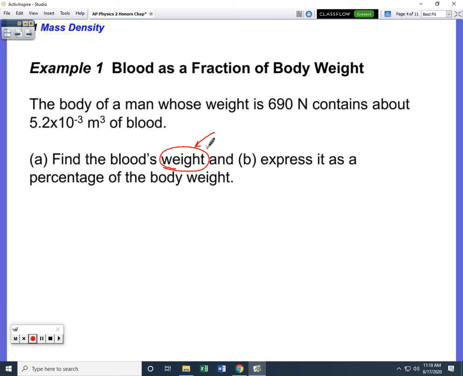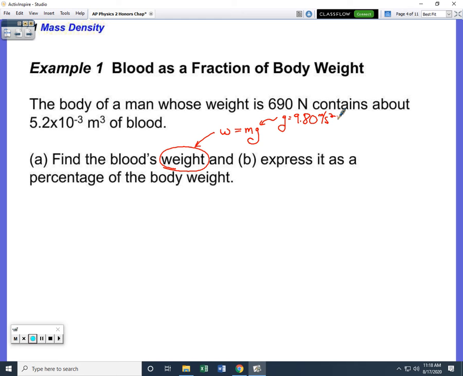So if you remember your Physics 1, the weight of an object is equal to the mass of the object times the acceleration of gravity. We're going to assume it's here on Earth, so the acceleration of gravity is going to be 9.80 meters per second squared.